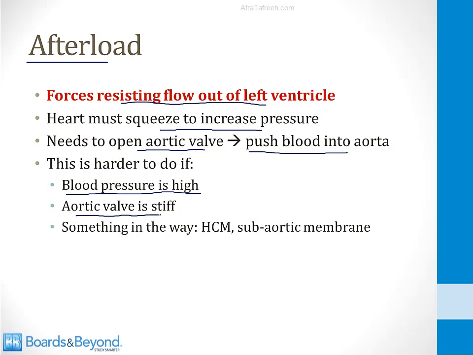There are also some rare forms of high afterload, such as when things are in the way of blood moving out of the left ventricle. This can occur in hypertrophic cardiomyopathy. It can also occur in rare conditions like when patients have a subaortic membrane obstructing the outflow of blood. But all of these things raise the amount of work that the heart must do in order to move blood out of the left ventricle.